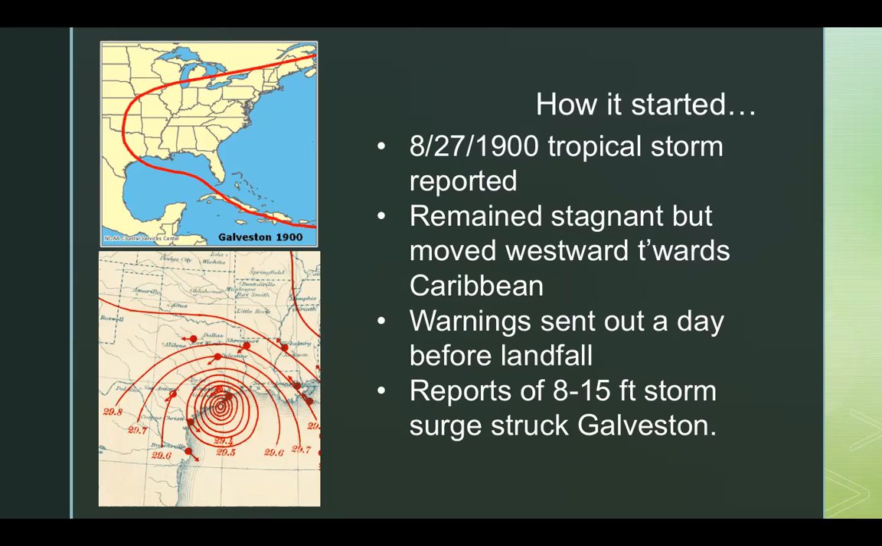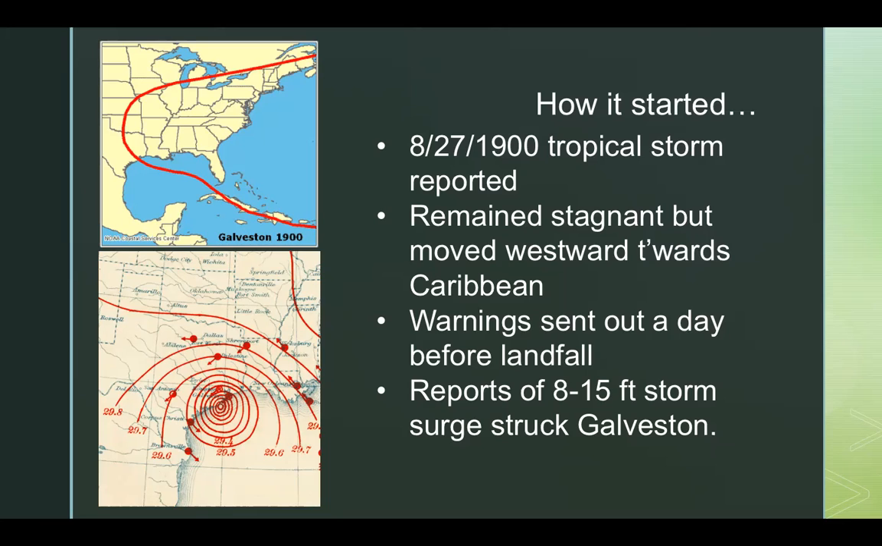And on August 27th, 1900, a tropical storm was reported by a ship, and ships were the only way that storms were being reported at this time. And this was also the fourth observed tropical storm during the season, which made it pretty frequent that these hurricanes were happening. It actually remained mostly stagnant as it moved westward over the Caribbean around August 30th, 1900.